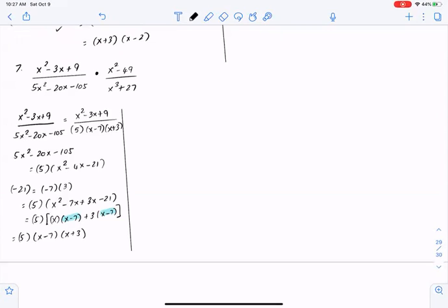Now we move on to the second one. X squared minus 49 divided by x cubed plus 27. X squared minus 49, I could write it as x squared minus 7 squared, which is of the form a plus b times a minus b. So x plus 7 times x minus 7.